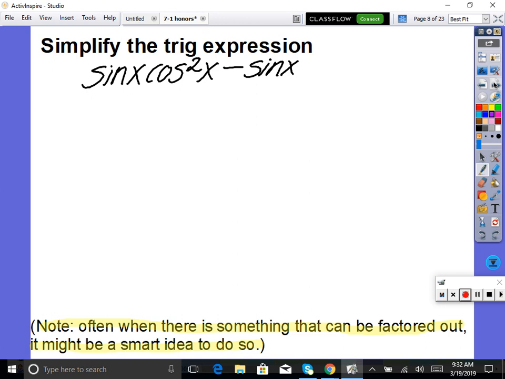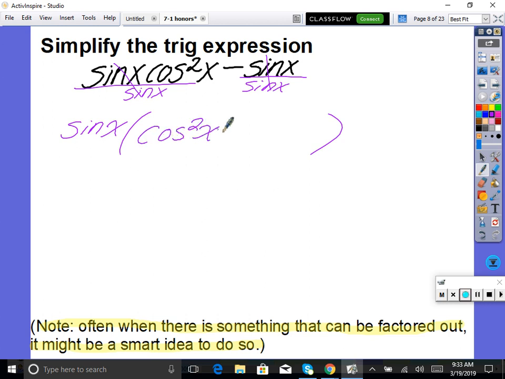So if you're ever given something that has 2 terms, often if there's something in common, it's a good idea to factor that out. It might not help you, but it might. Does everybody see what I'm saying? So look, we have 2 terms in this one. It might be a good idea to factor out the greatest common factor. So let's pull out sine of x, and let's see what's left over. So divide by sine of x, divide by sine of x, and let's write what's left.